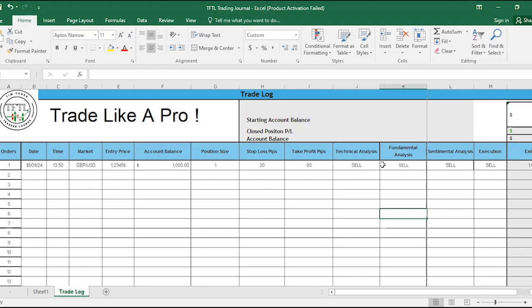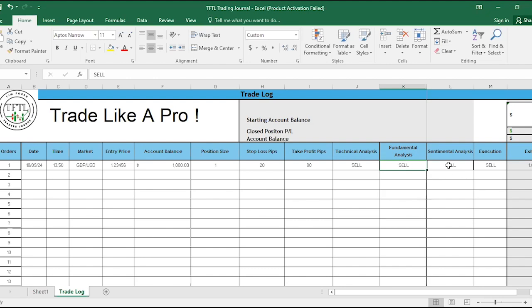Then sometimes it's good also to look at what the fundamentals are telling you. So maybe fundamentally, we are also looking at probably a sell position. Fundamentals, it's not really necessary for you to record all the time. You can always record it when you are taking trades during the economic releases, you can probably write it there.